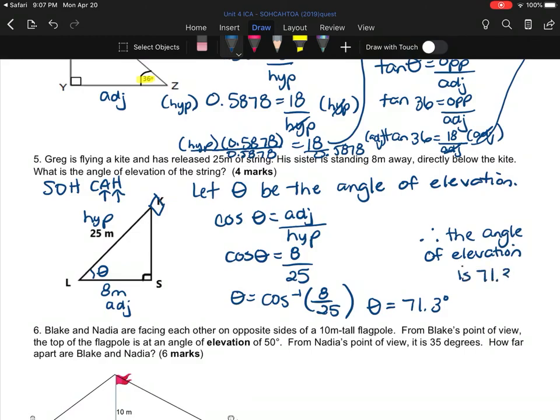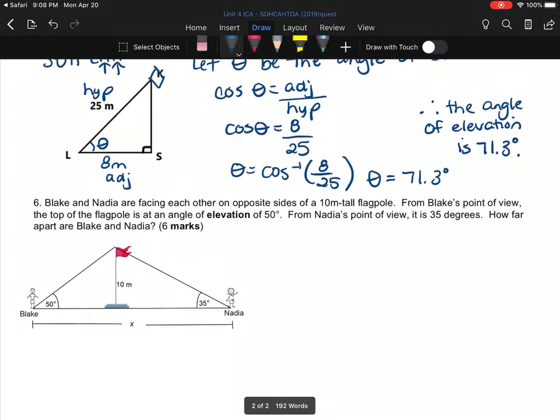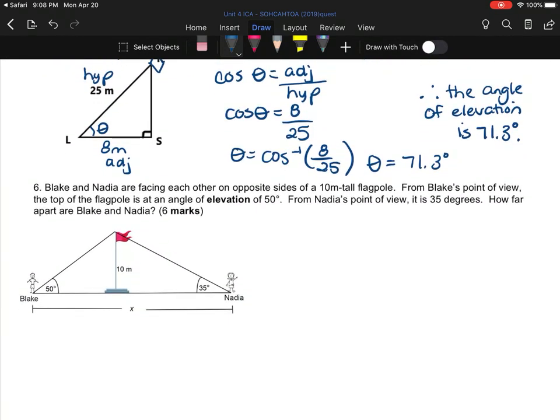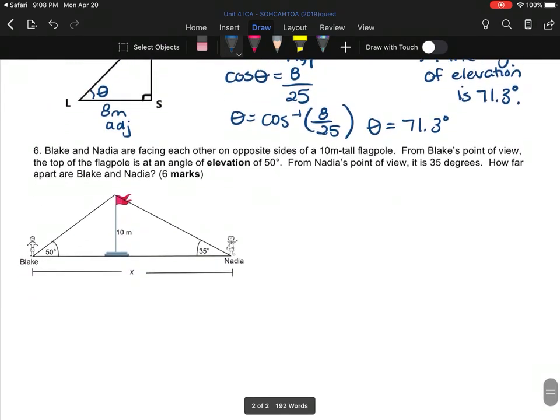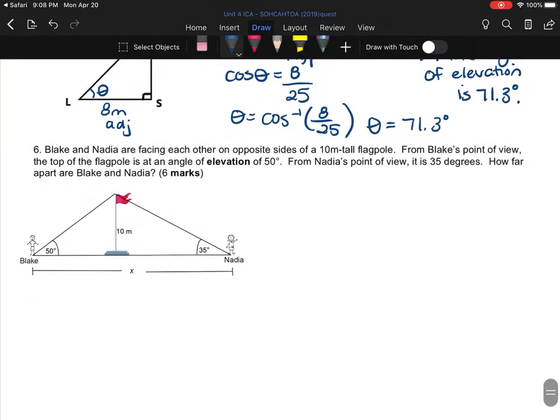Therefore, the angle of elevation is 71.3 degrees. Okay, so that was like 8.3. And then this word problem is like 8.5.